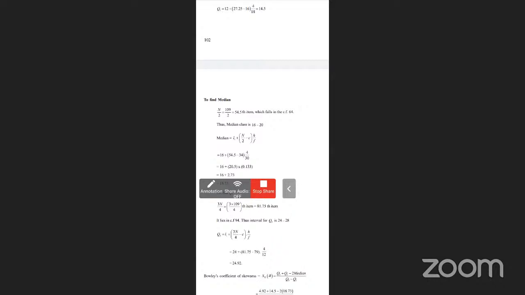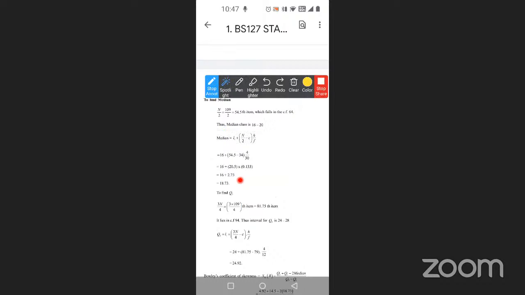To find Q3, 3 into n by 4, so 3 into 109 by 4, lies in between. Here you can see it is not within 64, and after that the next class.